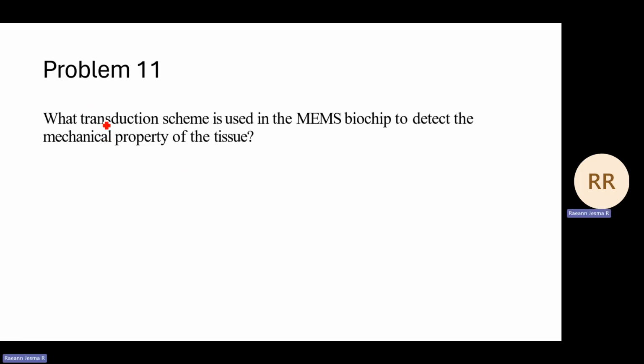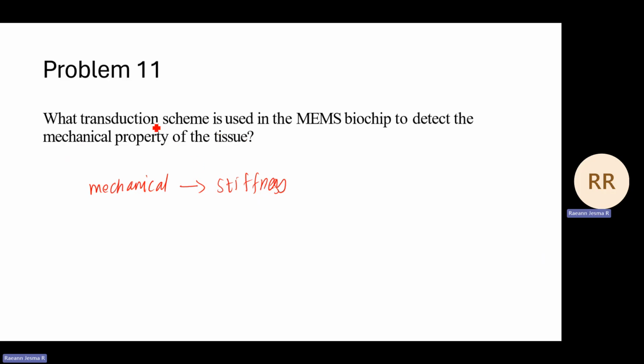Next is problem 11. What transduction scheme is used in the MEMS biochip to detect the mechanical property of a tissue? I think we saw in one of the previous questions that we can measure the mechanical property of the tissue. And what type of mechanical property are we measuring? We are measuring the stiffness. There will be a significant difference in the stiffness between a cancerous tissue as well as a healthy tissue. So by determining the stiffness we can measure.